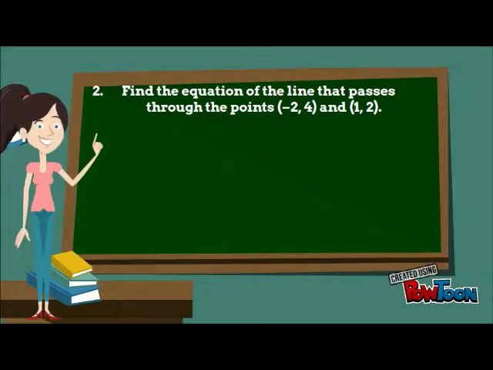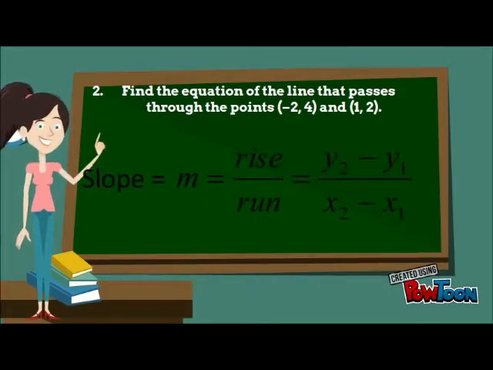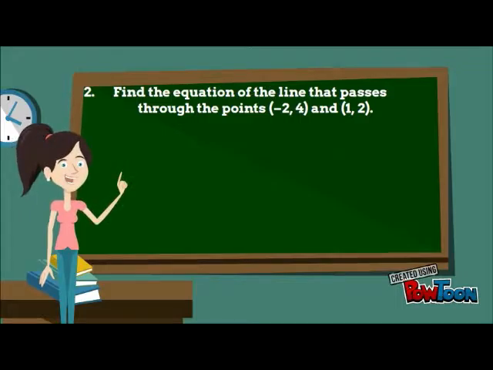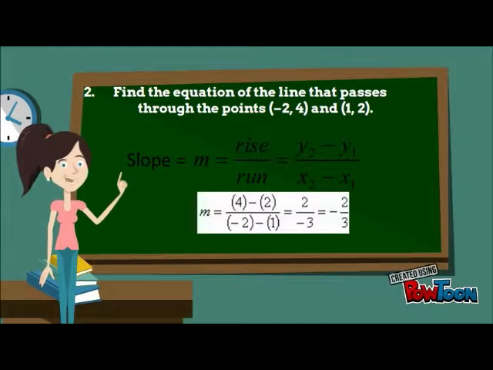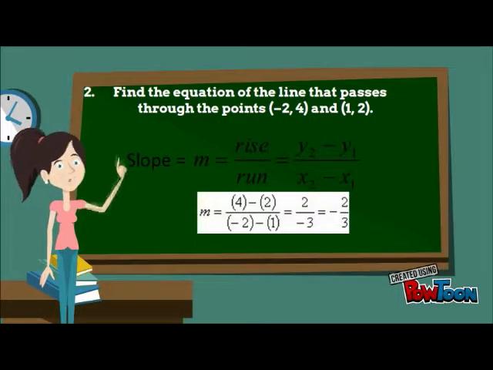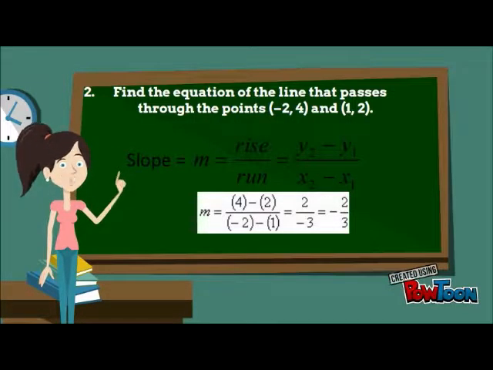Well, if I have 2 points on a straight line, I can always find the slope. That's what the slope formula is for. We already know in the previous lesson that m equals rise over run, rise equals y sub 2 minus y sub 1 over run x sub 2 minus x sub 1. y sub 2 equals 2, y sub 1 equals 4, x sub 2 equals 1, while x sub 1 equals negative 2. Therefore, the slope equals negative 2 over 3.